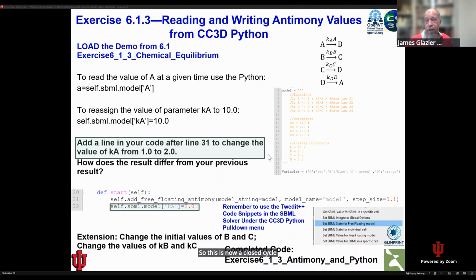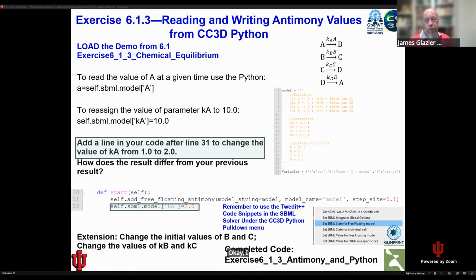And I want you to add in the Python a line that changes the value of Ka from 1 to 2. And I want people to run that again. If you get stuck, you can download. And please put the results in the chat when you have them. So you're adding one additional rate law, J4, D goes back to A. And now in the start function, you're going to overwrite the value of Ka.